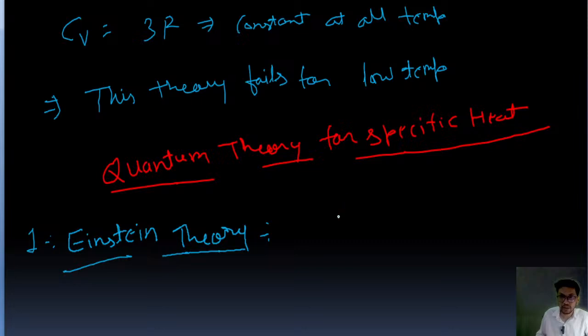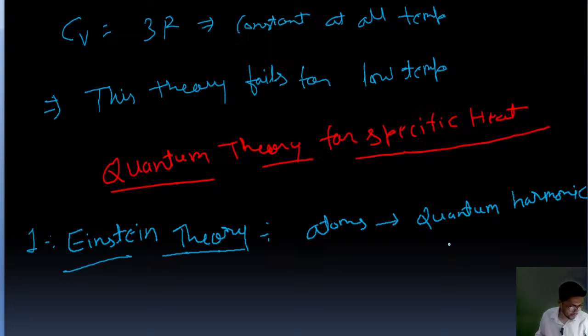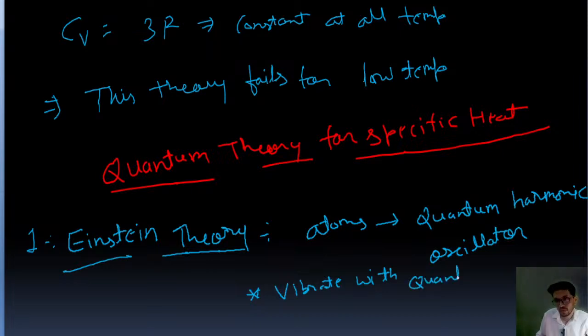In this theory, atoms are considered to be quantum harmonic oscillators, and they vibrate with quantized frequency. So Einstein considered atoms as quantum harmonic oscillators vibrating with quantized frequency, guys.